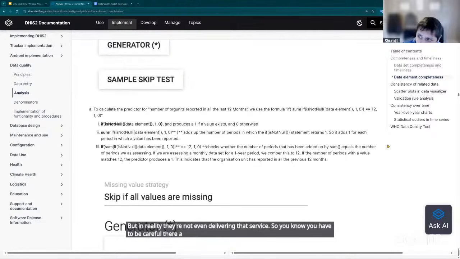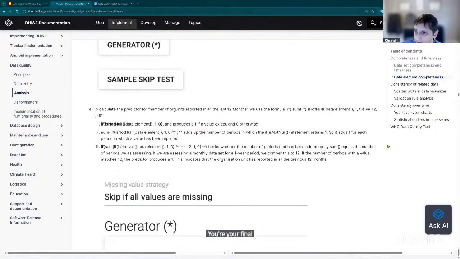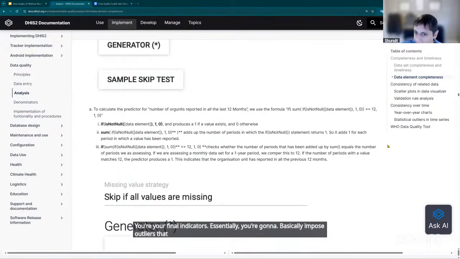And I would look at other methods before I start assigning extra data values, because this is going to skew your data when you start looking at your final indicators, essentially. You're going to impose outliers that shouldn't exist by doing this. So I wouldn't do this minus 99 replacement.